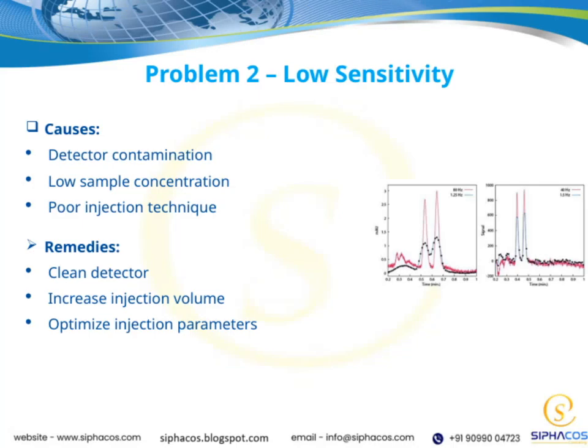Let's talk about the second common problem: low sensitivity. This issue can really hinder our ability to detect and quantify analytes accurately. Now, some of the main causes include detector contamination, which can reduce the detector's responsiveness. Low sample concentration, meaning there simply isn't enough analyte in the sample to produce a strong signal, and poor injection technique, which can lead to inconsistent or insufficient sample introduction.